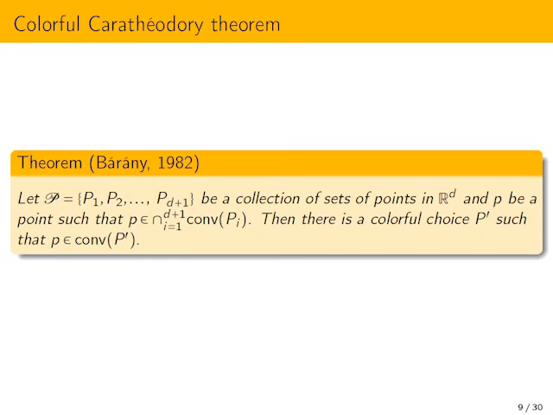Bárány generalized Carathéodory's theorem by using a family of d plus 1 sets, which are called color classes, such that their convex hulls intersect. We call a set of d plus 1 points, one from each color class, a colorful choice. The colorful Carathéodory's theorem states that for a point p in the intersection of the convex hulls of a family of color classes, there exists a colorful choice P prime such that the convex hull of P prime contains the point p.